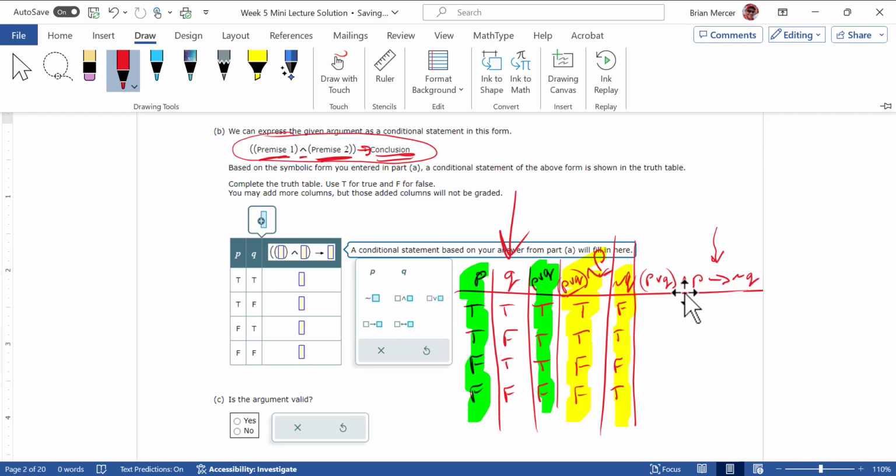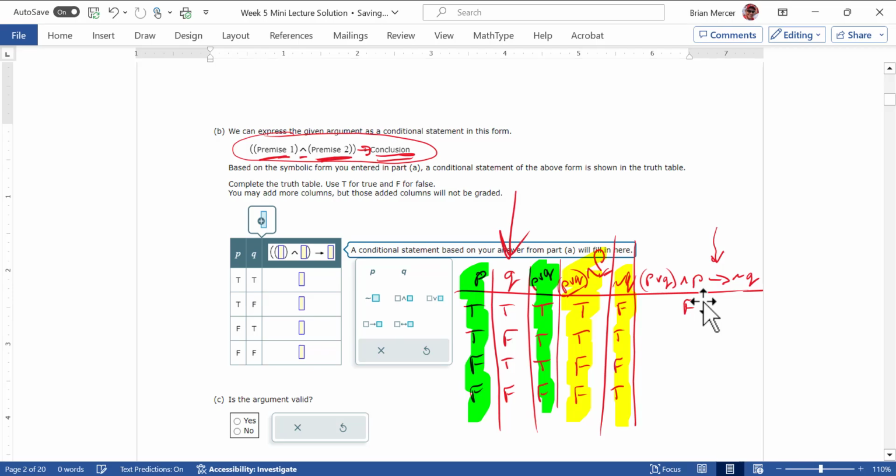So that is false. We know true implies true is true. And false implies false is true. I wrote false there. That's supposed to be a true. So that's a T. False implies false is true. False implies true is true. So remember, the conditional statement is true in all cases except where you have true implies false.